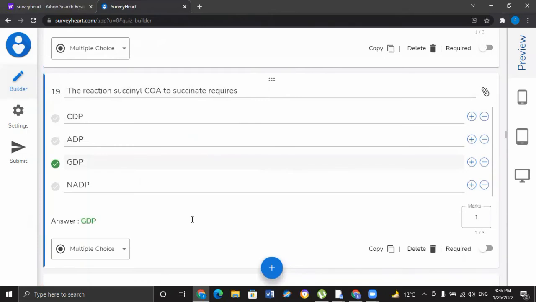The reaction of succinyl CoA to succinate requires which of the following?